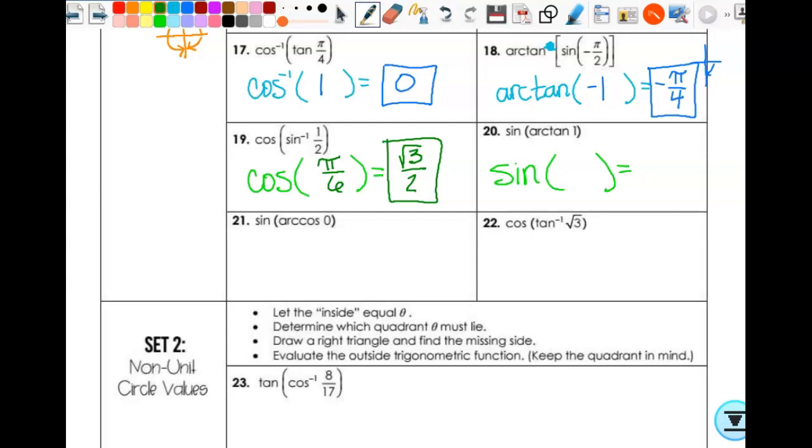All right, Liz, what is the arctangent of 1? Pi fourths, good. And then the sine of pi fourths is? Square root of 2 over 2. Good job. Any questions on either one of those? All right, then do 21 and 22.